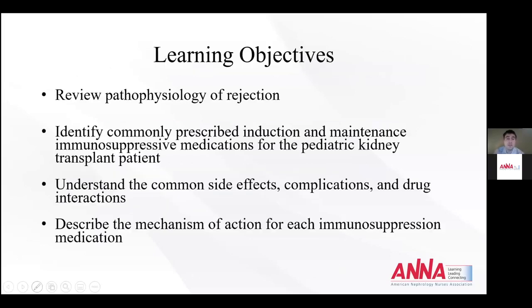So our learning objectives are to review some basic pathophysiology of rejection, or the immune system process, and how that would happen, as that is where some of the immunosuppressive meds work. Then we're going to identify some commonly prescribed medications for induction and maintenance. And we're going to understand common side effects, the complications that can occur, and drug interactions that occur with the immunosuppressive meds that we use, and then describe the mechanism of action for some of these meds, just so you understand where these medications work to prevent rejection.